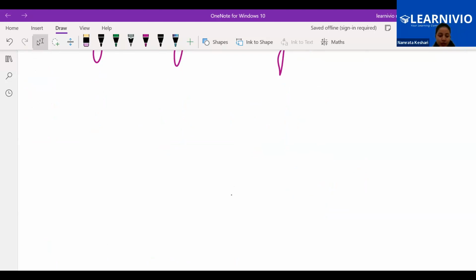Now we will be seeing how to find the general solution, how to find the particular solution of the given differential equation. So suppose we are having a differential equation. Let's say we are having. Just a moment. Let me take one question.